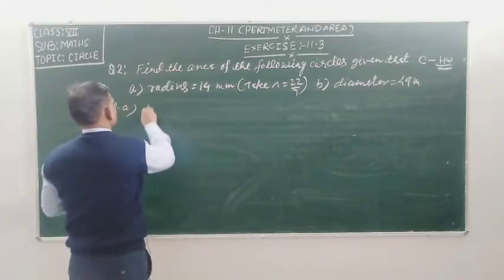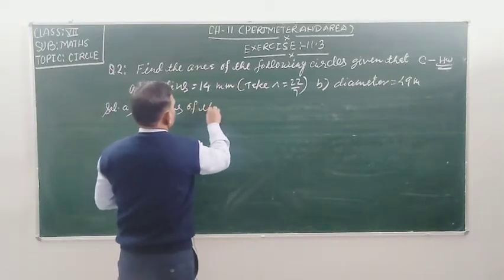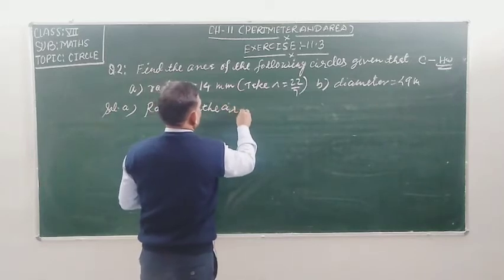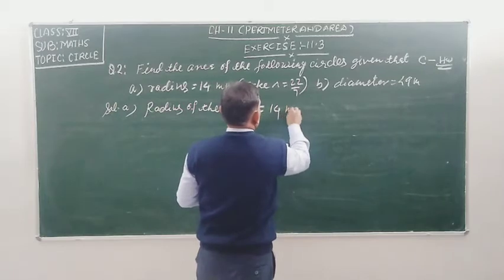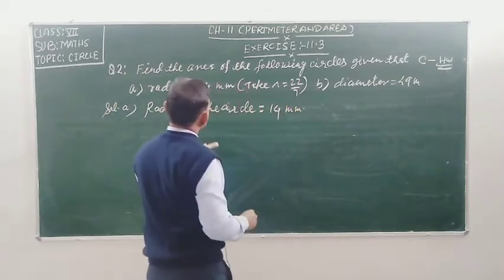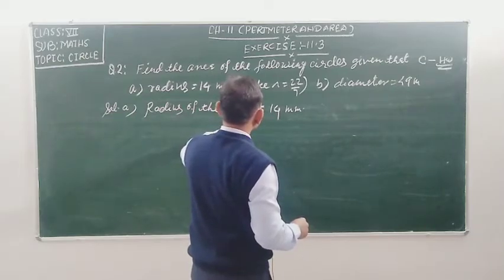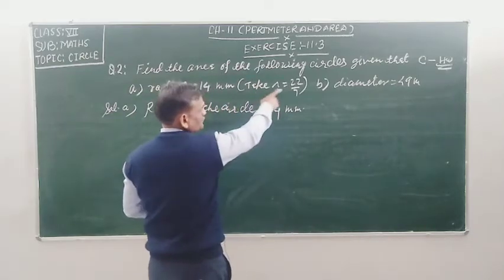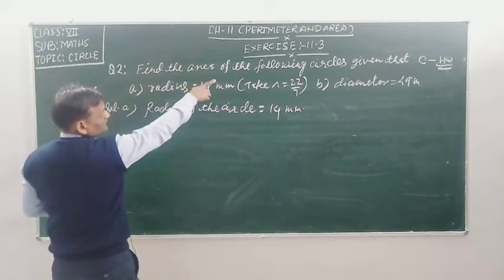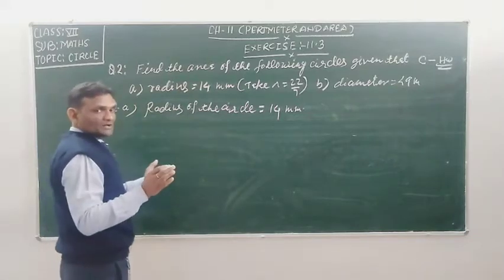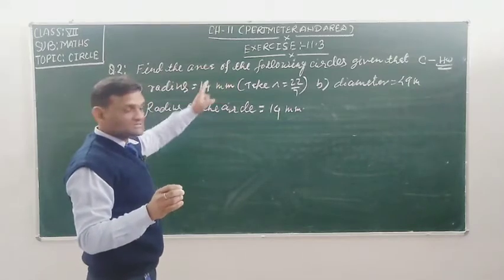Radius of the circle is equal to 14 millimeter, and pi is equal to 22/7 is given, and we need to find out the area. So we use the area formula for finding the area of the circle.